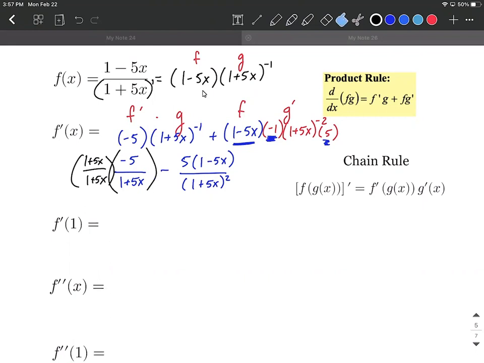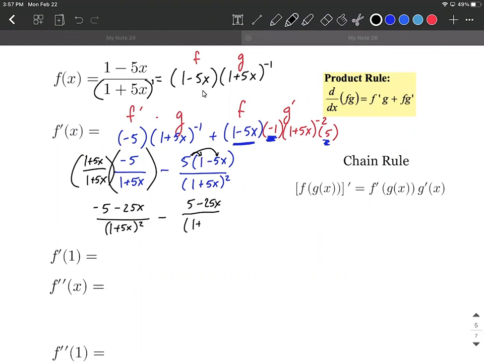All right, where that's going to land us is we can distribute that negative 5 to each one of those terms in the 1 plus 5x. So that's negative 5 minus 25x all over (1 plus 5x) squared. And then I'm also going to bring along my minus, and that 5 is going to get distributed to each one of these terms over here. So 5 minus 25x over (1 plus 5x) quantity squared.